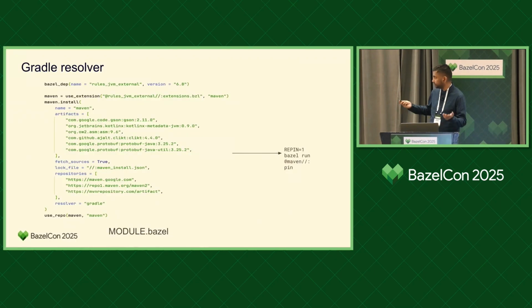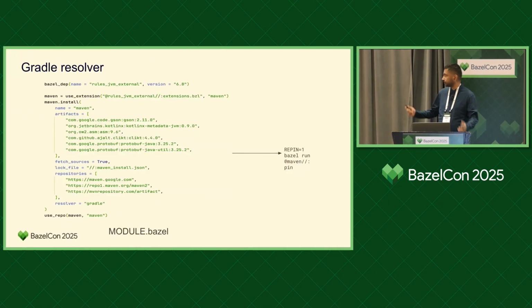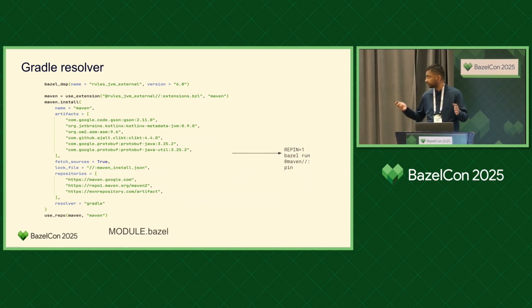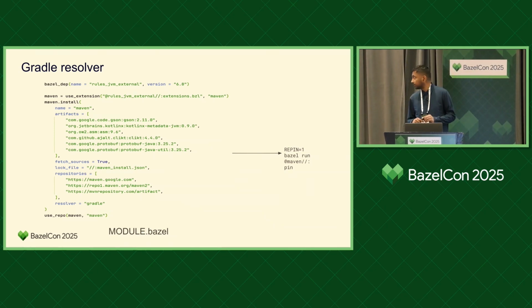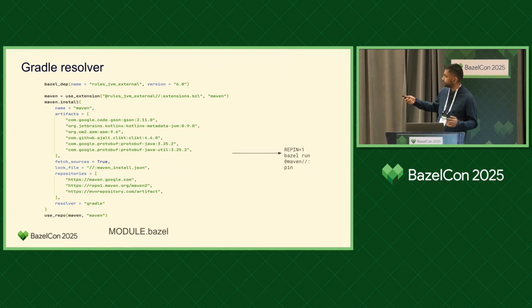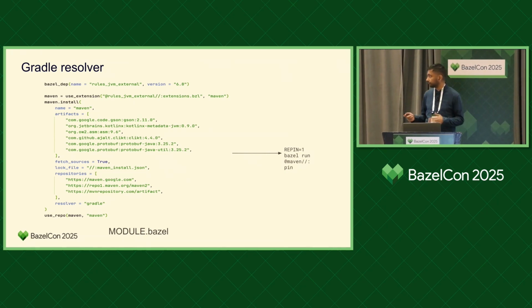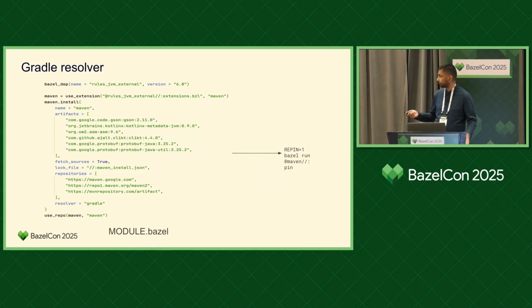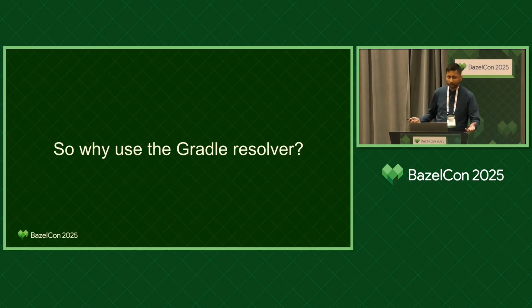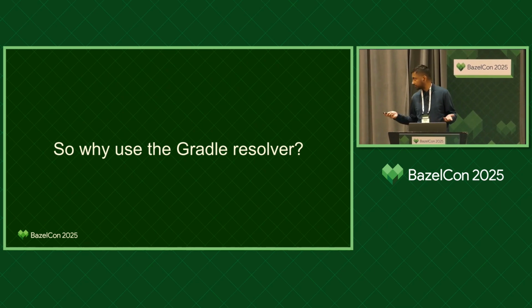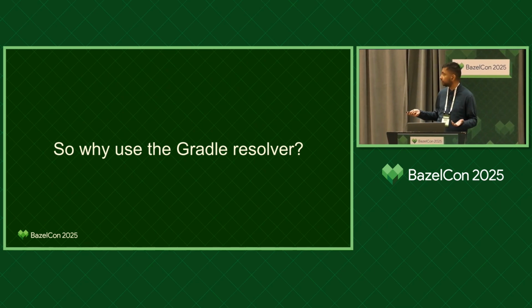Right, so how do I use the Gradle resolver? Well, I just go and set the resolver attribute to Gradle. Also, maybe use a more recent version of rules JVM external. And just rerun this pin command, which will trigger the whole resolution process and hopefully work and generate the final log file for you using the new resolver. So why would you want to use a new Gradle resolver? Well, it sounds fancy, but what specific problems does it actually solve?